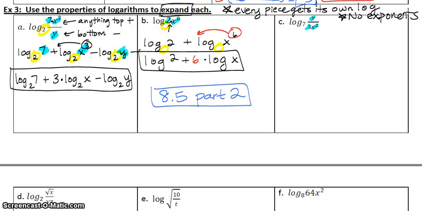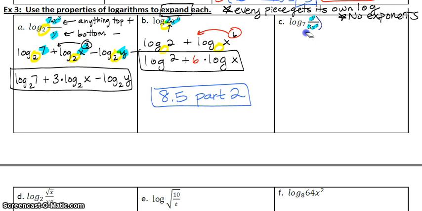Welcome to 8.5 Part 2. We're going to continue with the properties of logarithms, expanding some situations here. Just to review, remember, I want every single different piece in the part not with the log, so everything I highlighted here, we want its own log, and we don't want any exponents when we're done.